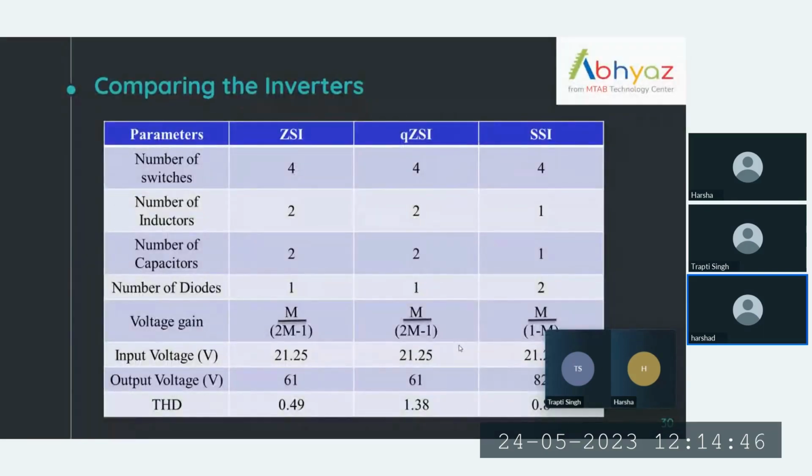Now let us compare the performance and requirements of the three inverters. We could observe that the number of inductors and capacitors has been reduced in split source inverters, and also the voltage gain of the split source inverters is higher than the Z source inverter and quasi Z source inverters with reduced total harmonic distortion.